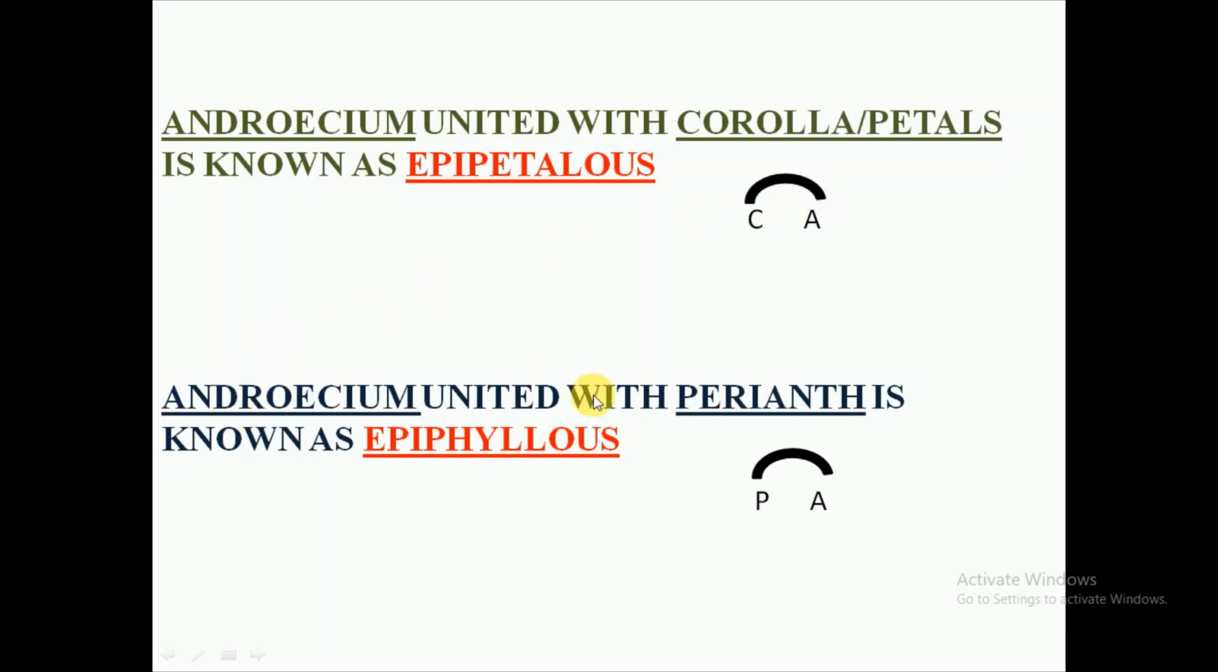And when androecium is united with perianth, it is known as epiphyllous, and how are we going to represent it? We are going to represent it with an arc sign over P and A. P stands for perianth, A stands for androecium. Here C stands for corolla, A stands for androecium, which is the male reproductive part of the flowering unit.